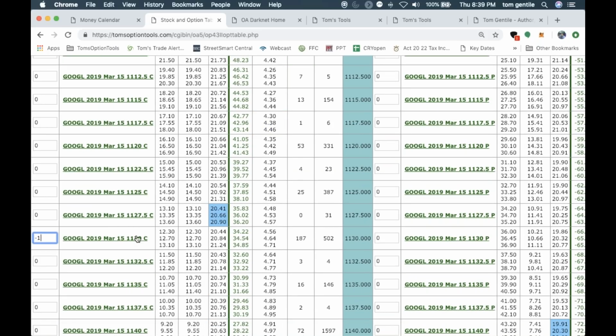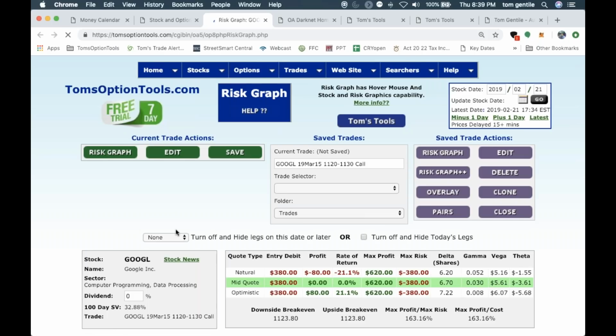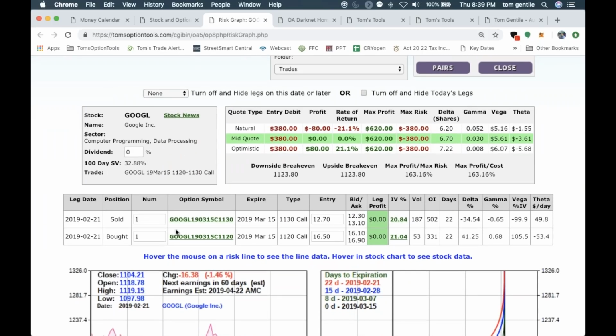But if I come down to, let's call it, the 1120s. What if we bought the 1120? What's that going to cost us? Buying the 1120, selling the 1130. Got plenty of time for Google to run. It's done it before. It's done it 9 out of 10 years. So again, the concern is how much is it going to cost us? And here we go. I'm looking at $380 to make potentially $620. That's 163% return on your cost.